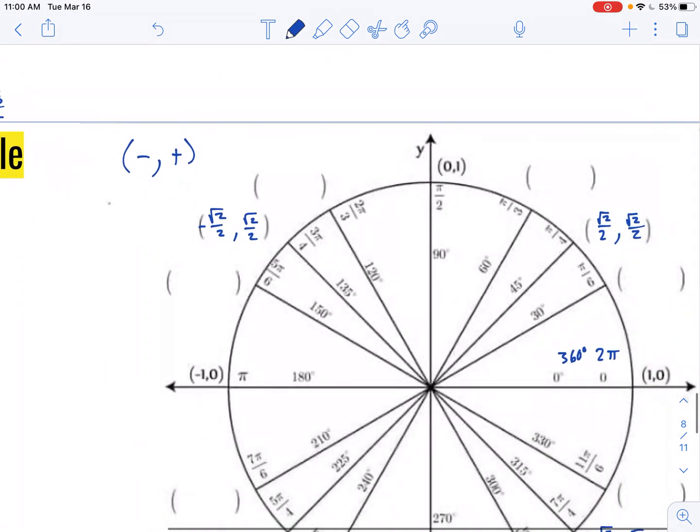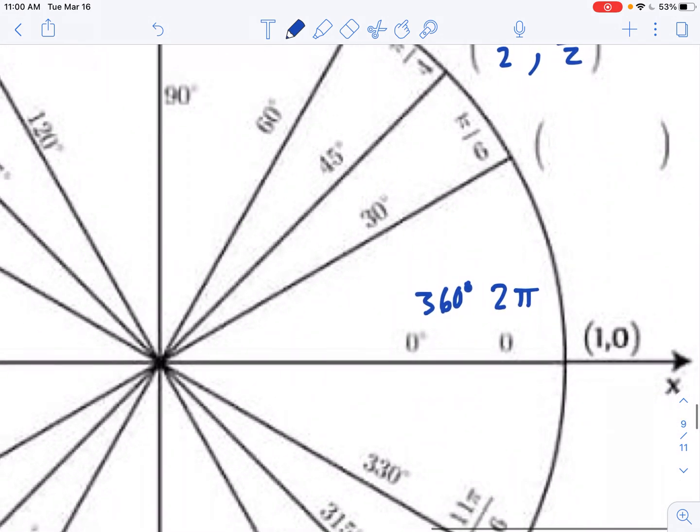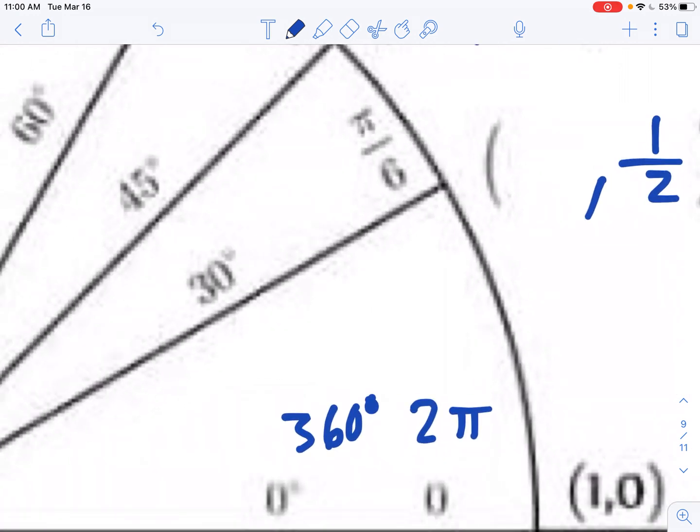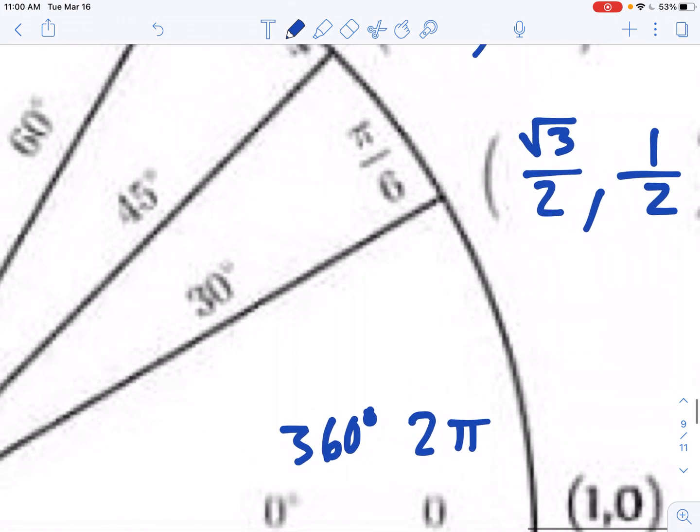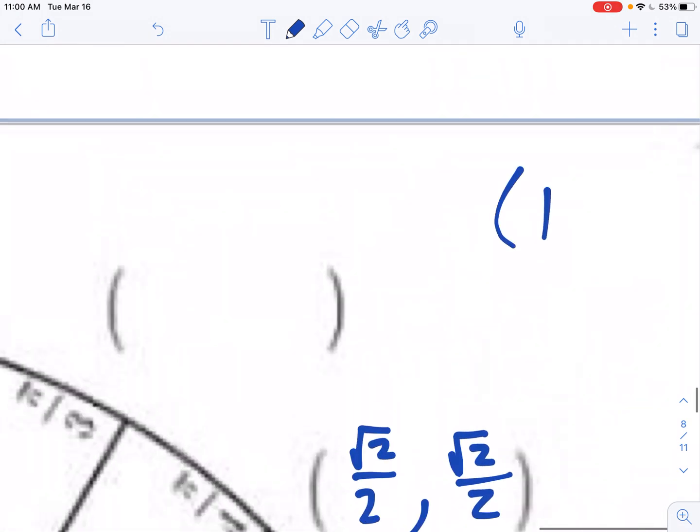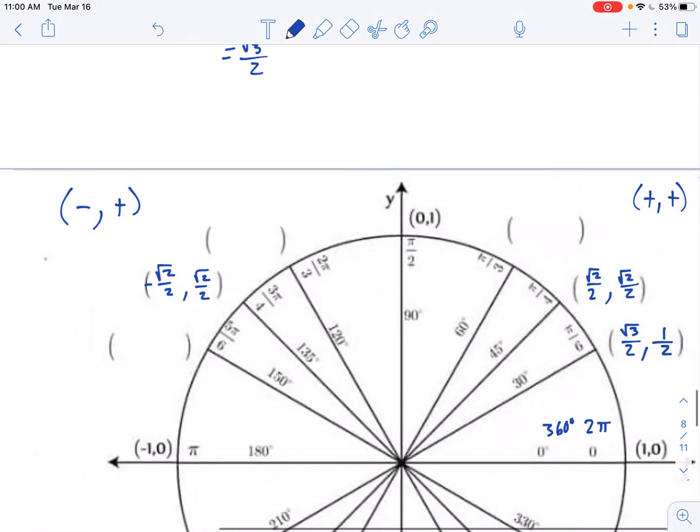Looking at my pi over 6 angles. The side length opposite 30 is 1/2. The opposite is equal to your y value, so your y value here is going to be 1/2. Because 1/2 is opposite your 30-degree angle, the side length that has to be adjacent to your 30-degree angle is the side that's opposite the 60-degree angle, or root 3 over 2. Now that I have this, this is positive and positive because it's quadrant 1. Both x and y values are positive in quadrant 1.